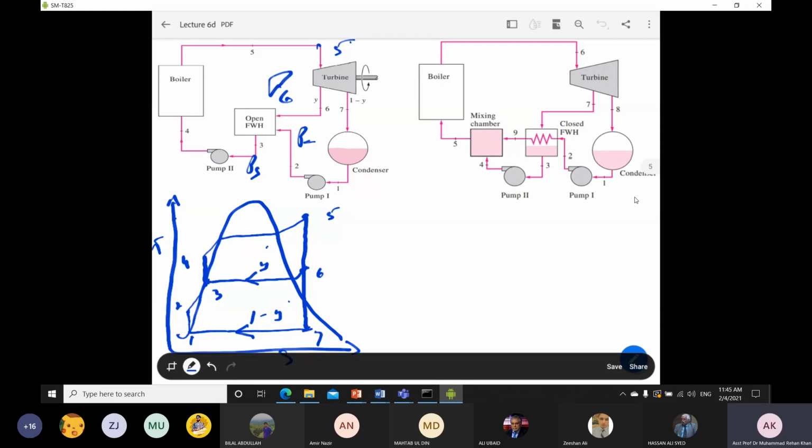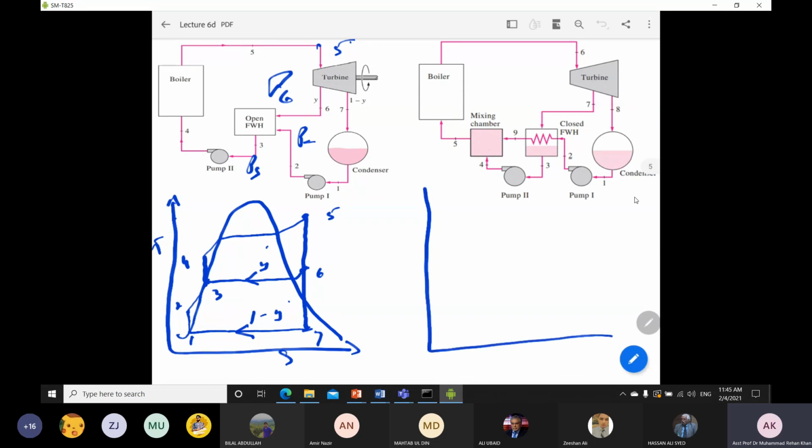Okay, so now coming towards your closed feed water heater. For the closed feed water heater, you also have to draw the TS diagram.